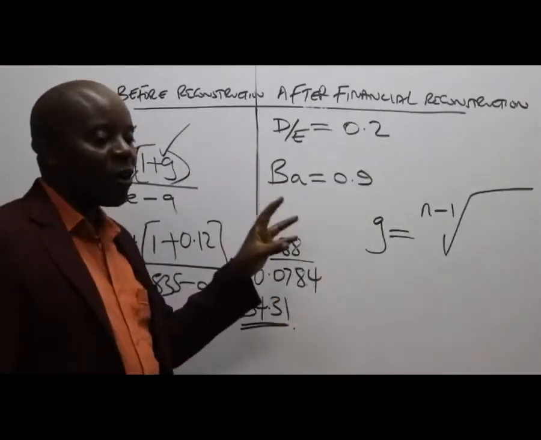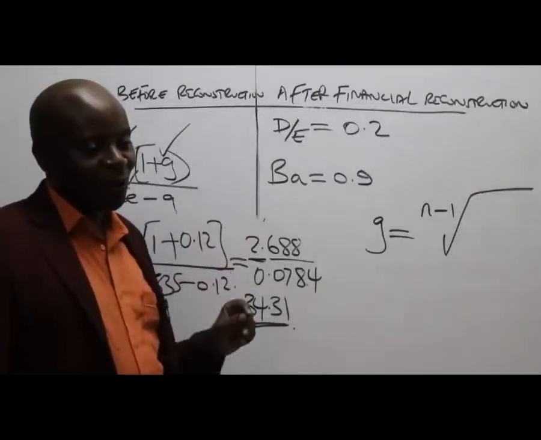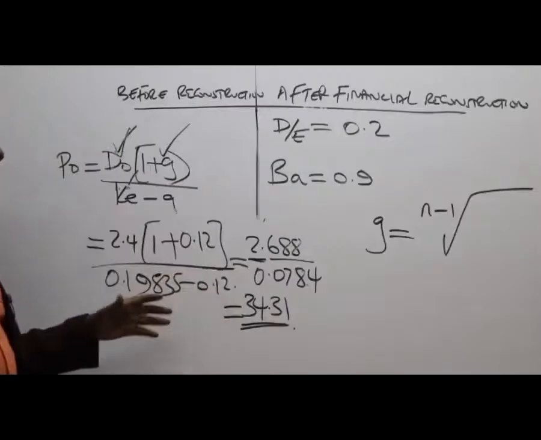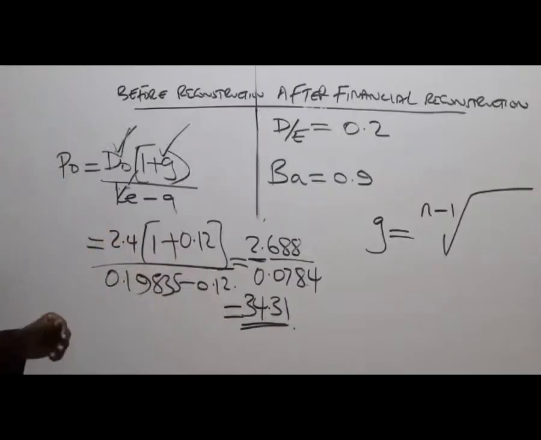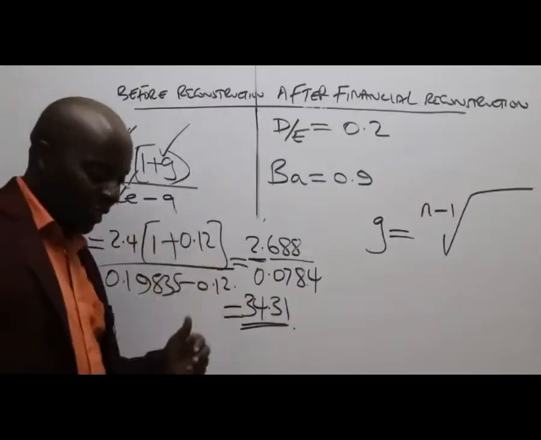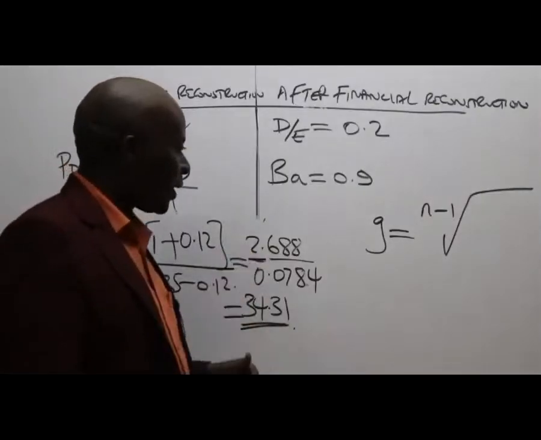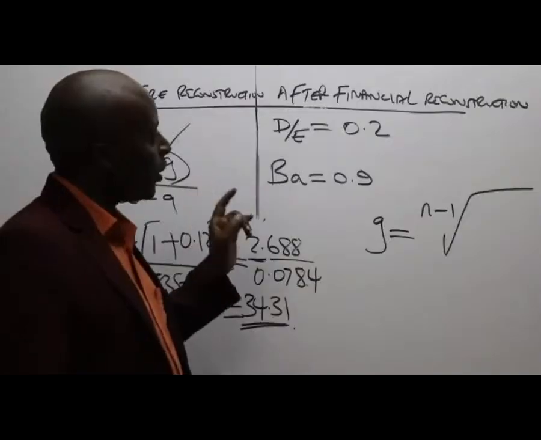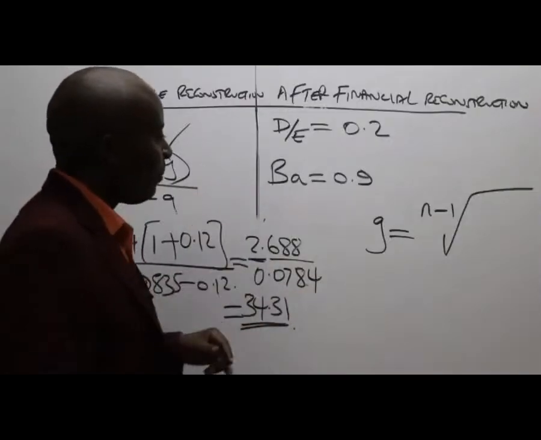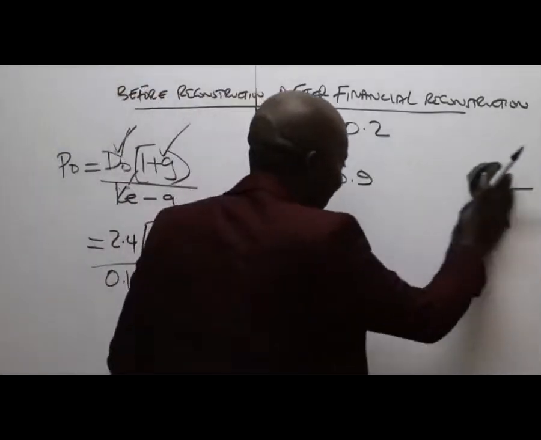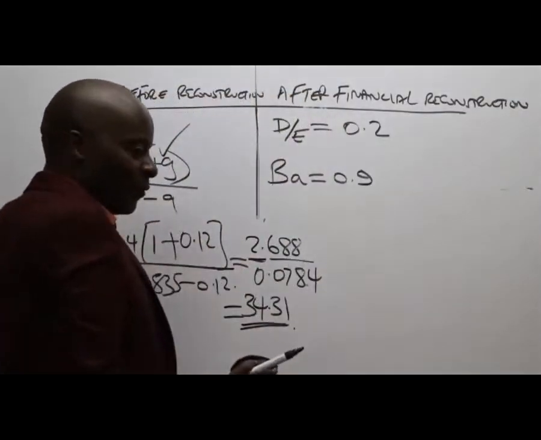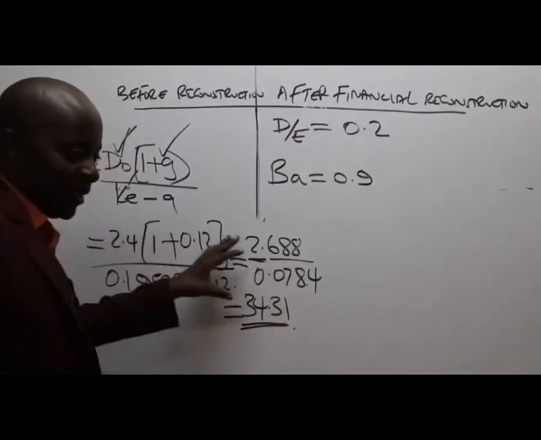How about the P0 after reconstruction? I would want to move very slowly here for my students to pick up the entire picture. I would want all of us to calculate what will happen after reconstruction. The good thing is that the steps are quite repetitive. Can I rub this?